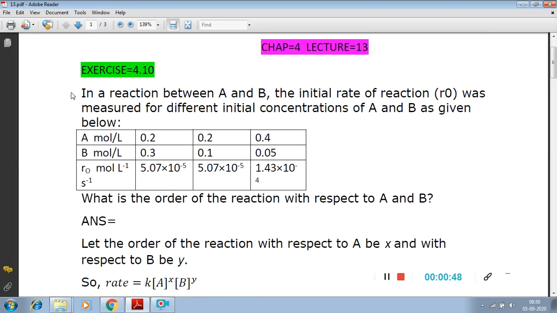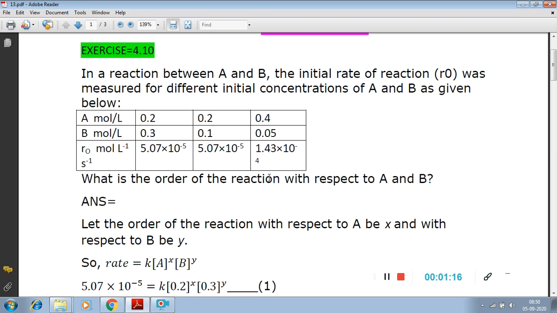Okay, so here in question we have different initial concentration. These are initial concentration, but concentration are different here. Different initial concentration is taken here. Now for that, the rate of reaction is given to us for the initial concentrations. Now we have to measure order of reaction with respect to A and B.